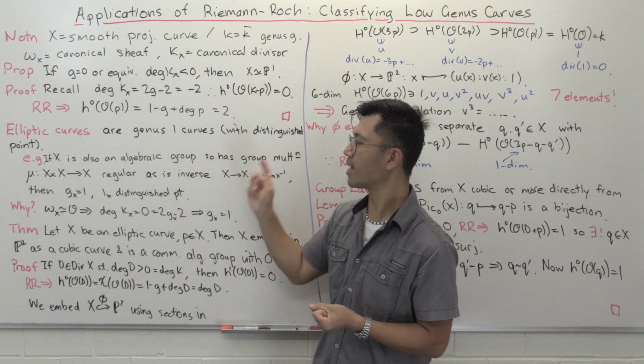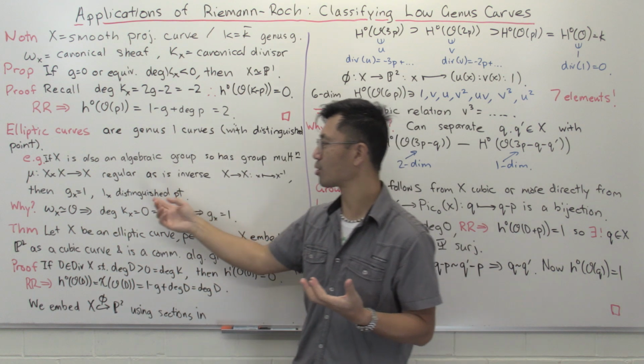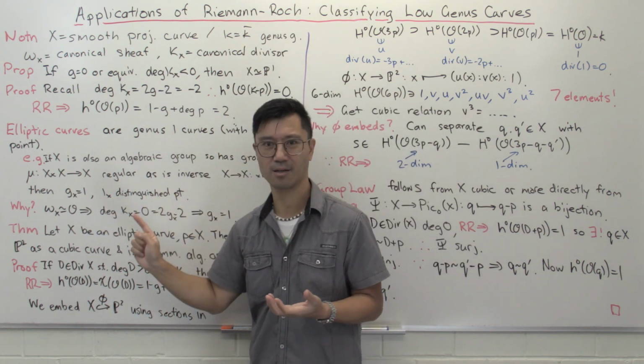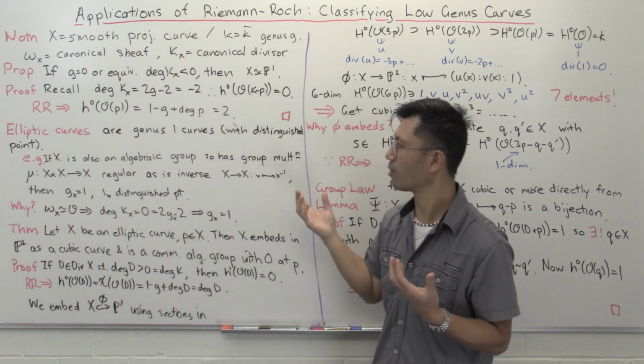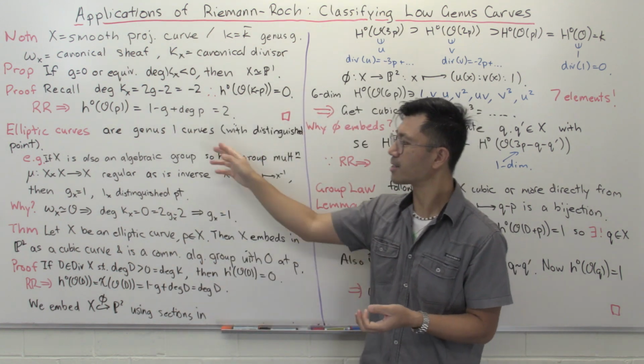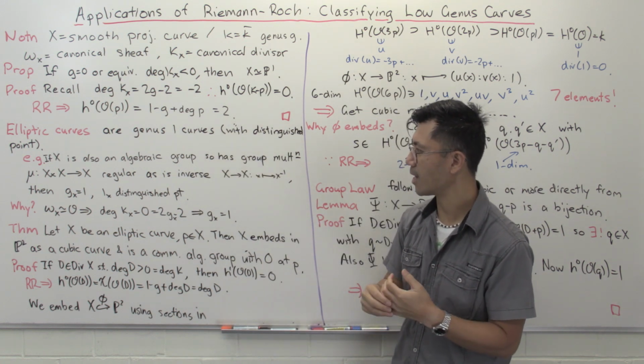Okay, and in this case here, the genus will equal 1, and there is a chosen distinguished point. Okay, there's a natural one because this is a group. It has a group identity 1_X. Okay, so that's one of the reasons why we consider things with a distinguished point. Okay, so let me just tell you why this is true. Okay, and the reason is as follows.